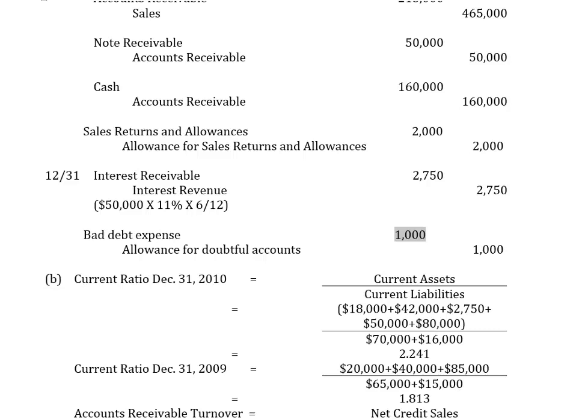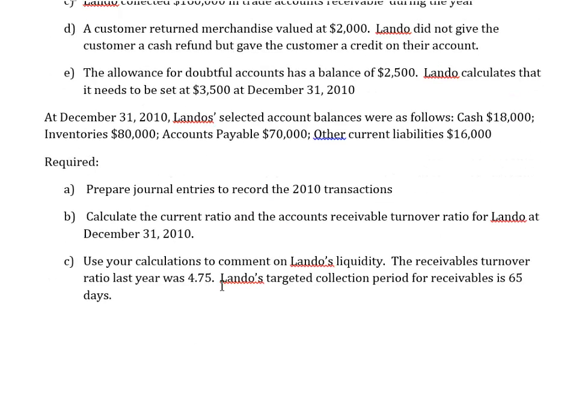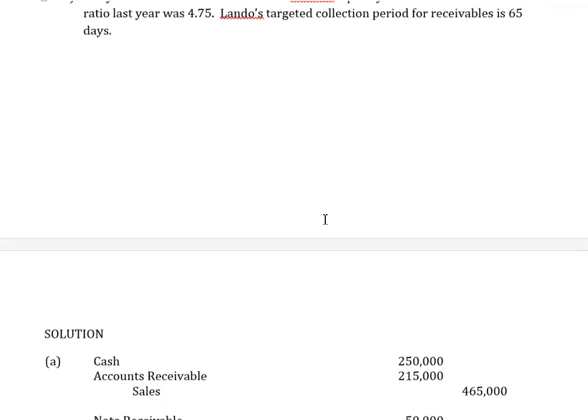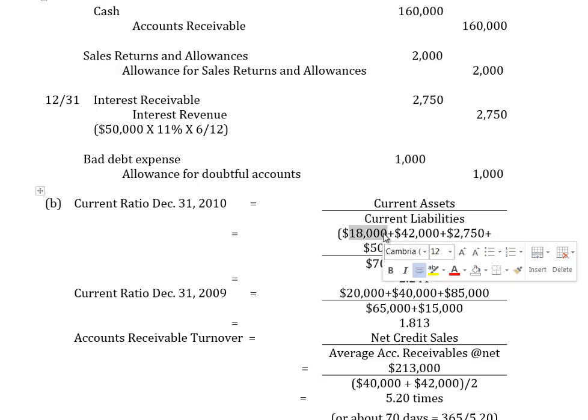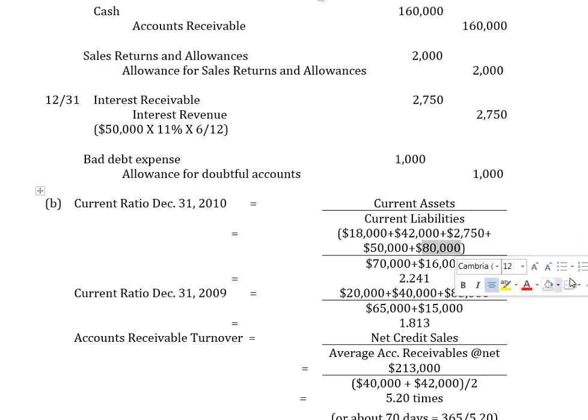Now you guys know that the current ratio is current assets divided by current liabilities. Well, if I go in and figure out what my current assets are at the end of 2010, in the question we give you some information to help you do that. We've given you cash and we've given you inventory. So if we calculate it at the end of 2010, there's your cash and there's your inventory.